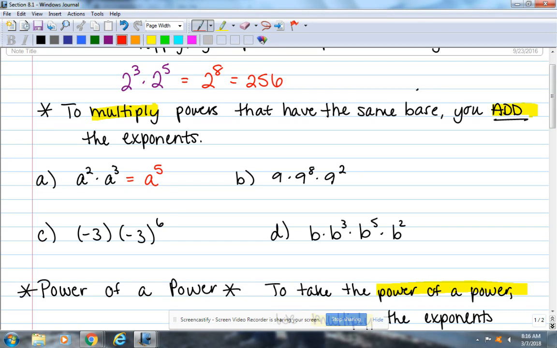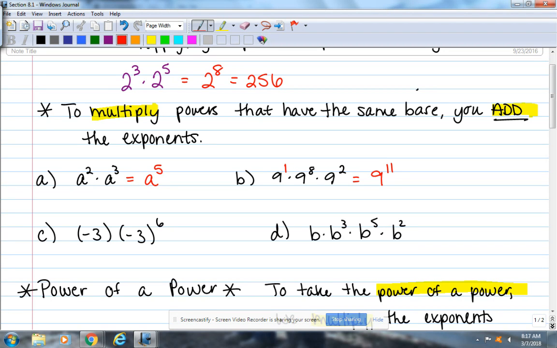Okay, look at B. It says 9 times 9 to the 8 times 9 squared. Do they all have the same base? Yeah, so my answer is going to have a base of 9 as well. And then you add all your exponents. Do all of them have an exponent? Yes. That first one, I don't see an exponent, though. What's understood to be my exponent if I don't see one? 1. Very good. So you add 1 plus 8 plus 2, and what do you get? 11. So it's 9 to the 11th power.